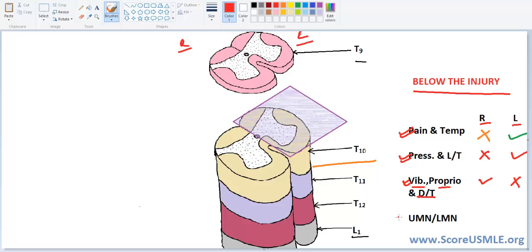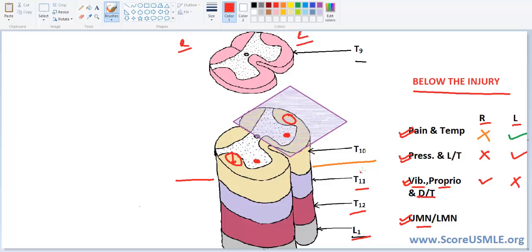So now let's analyze what happens to the descending tracts below the level of the lesion. So if you remember, the lower motor neuron begins in the anterior gray column, while the upper motor neuron is the one that is descending through the lateral corticospinal tracts. Now, for the levels below the level of injury, you can see there is no problem in the anterior gray column of these segments below the level of injury. There's no problem with that. So the lower motor neuron is fine for these segments. But what about the upper motor neuron?